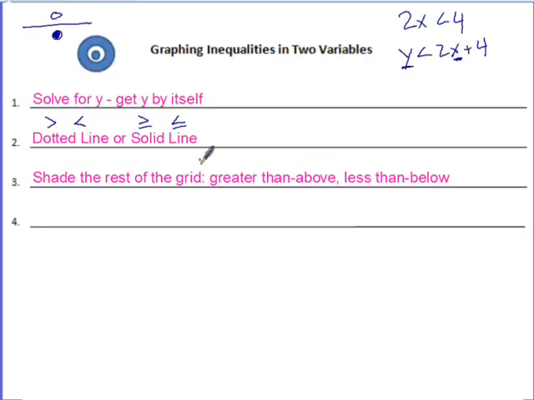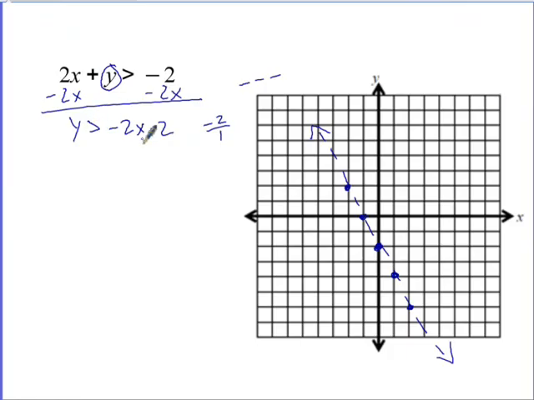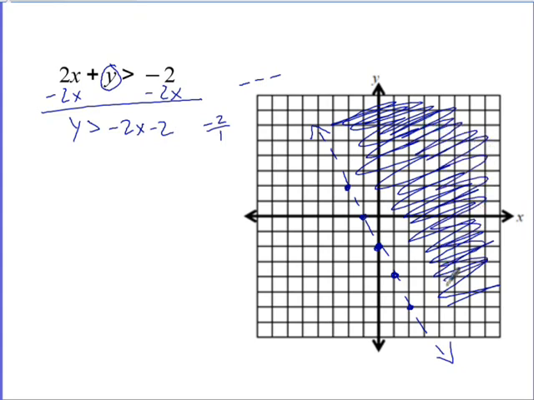For step 3, we have to shade the rest of the grid, because remember, for an inequality there's more than one solution. It's not just the line, it's everything else. If it is greater than, we're going to shade above the line. If it's less than, we're going to shade below the line. In our example, y is greater than, so I'm going to shade everything above the line we drew. Any point in this shaded area makes the inequality true. Any point on the line or below it will not make the inequality true.